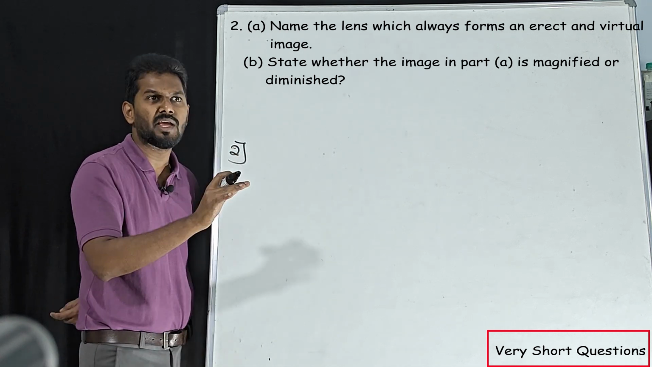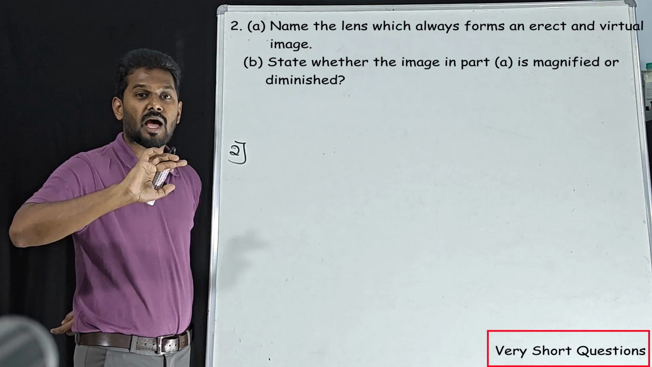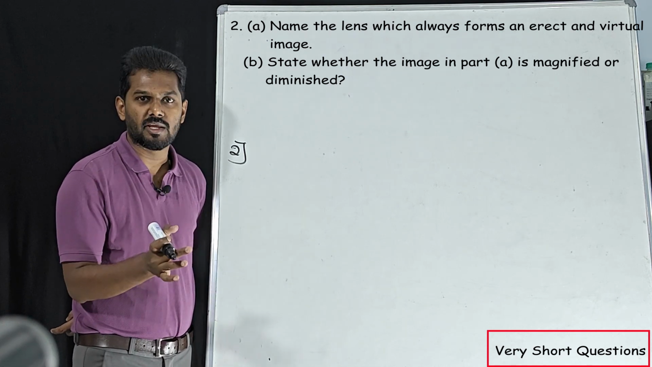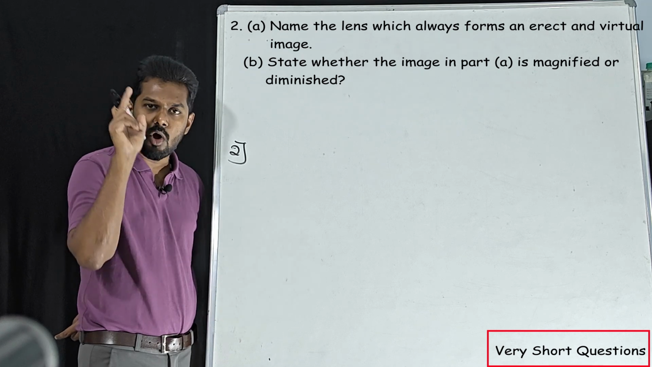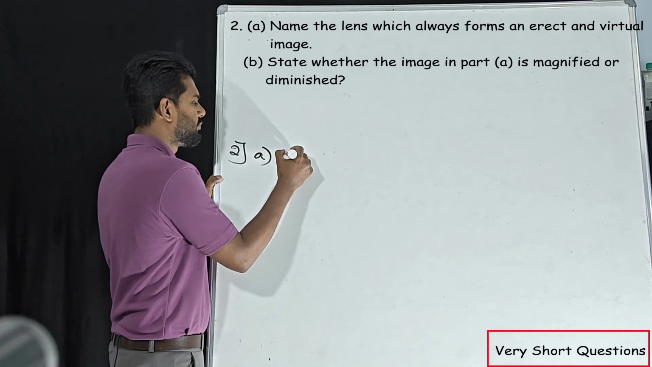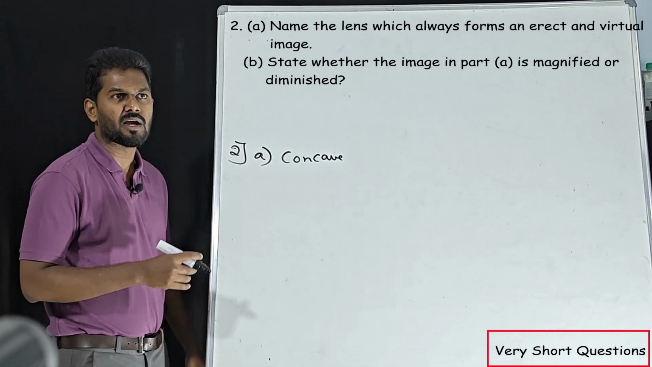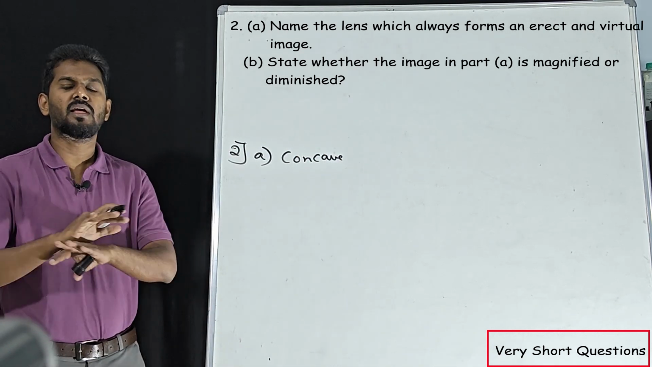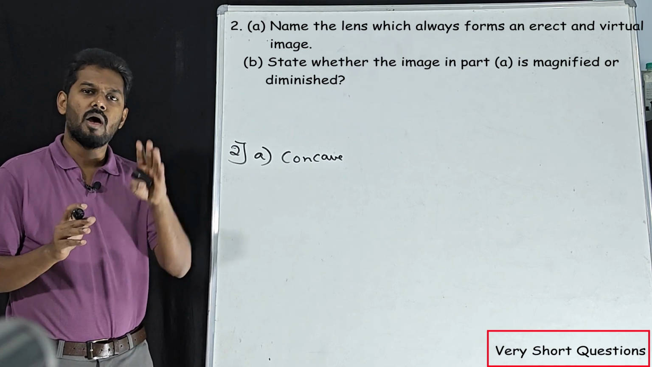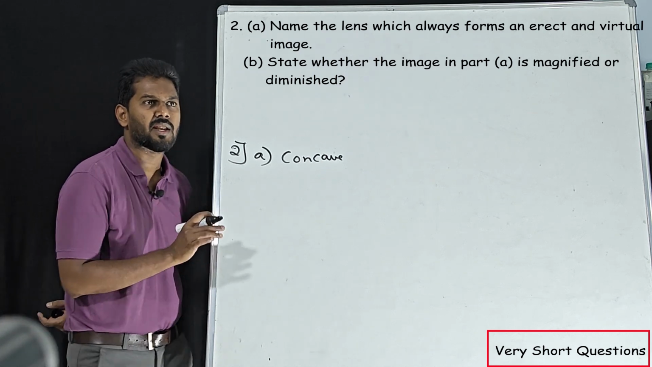If it is always virtual and erect, so when it comes to virtual and erect, other data will be given. See here it is mentioned always. When it comes to concave, it is always producing virtual and erect. So the answer is concave. If there was no data called always, then there will be a confusion, because both the lenses will form virtual and erect, but concave lens always forms virtual and erect.